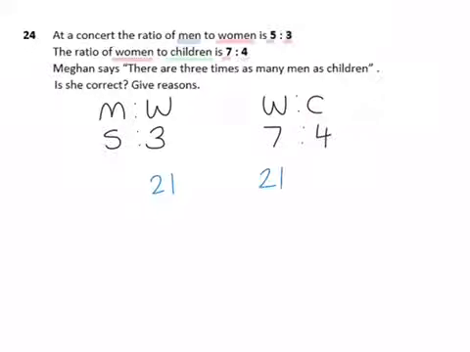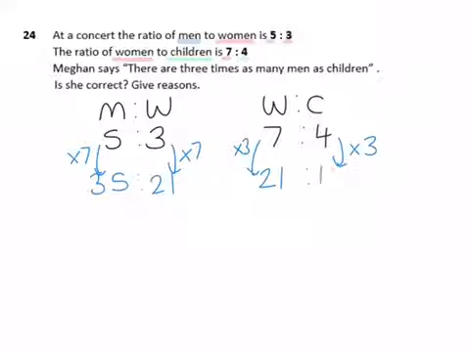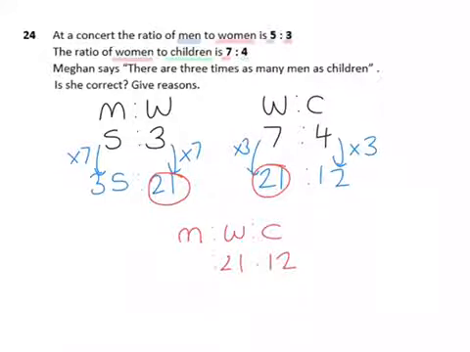So if I want to make both those 21, the first ratio needs timesing by 7 for every part, whereas the second ratio needs multiplying by 3 for every part. So then I have 35 parts men and 12 parts children. So now that these match for the women, I can combine it into one single ratio, men to women to children, knowing that I have 21 women in both. So children is 12 and men is 35.